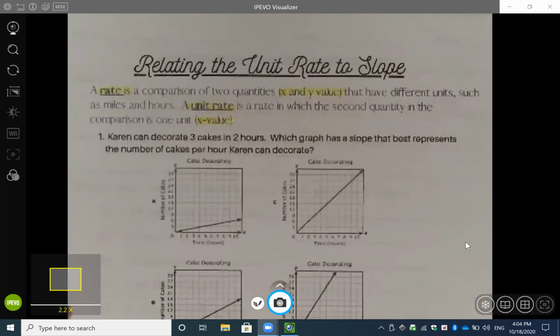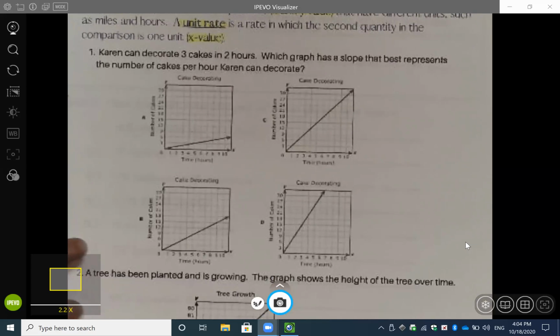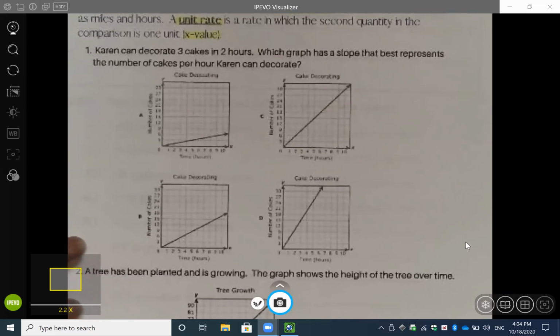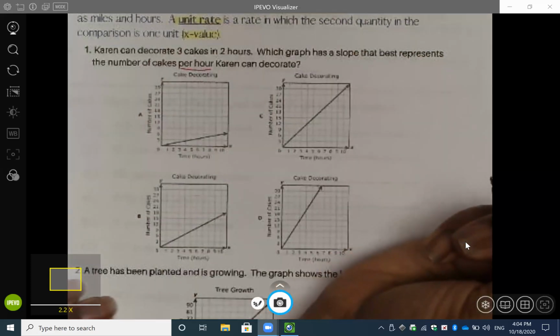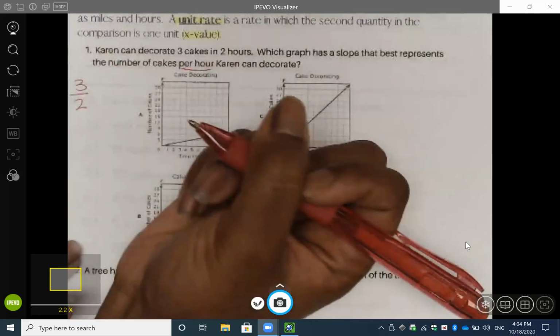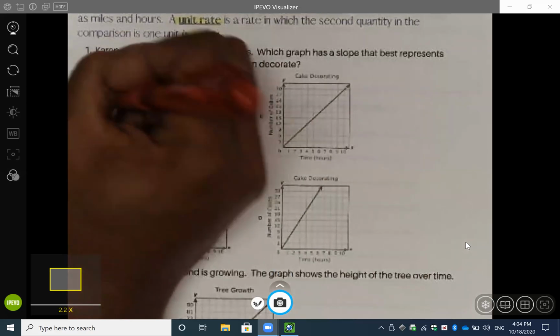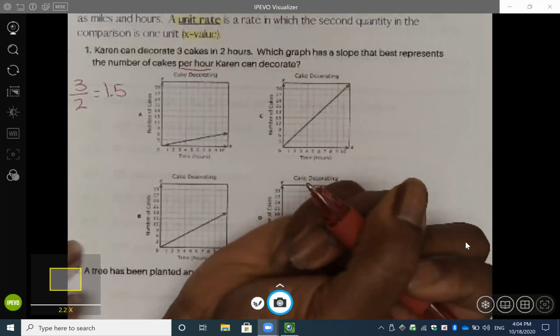When we are looking at this, I have two examples here. The first one says that Karen can decorate 3 cakes in 2 hours. Which graph has a slope that best represents the number of cakes per hour Karen can decorate? So we want to know how much she can do per hour. In 1 hour, how many cakes can she decorate? We are looking at 3 cakes in 2 hours. So 3 divided by 2 is 1.5 cakes per hour.